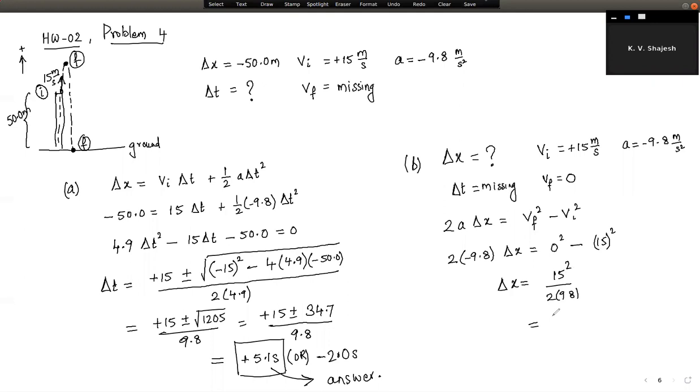So the denominator is 19.6. Numerator is 225, so we have 11.5, but there are only 2 digits, so this is 11.5 meters, but we should round this off to 12 meters. Only 2 digits there, so it goes 12 meters above. So the height of the building was 50 meters. Relative to that, it further goes up 12 meters.